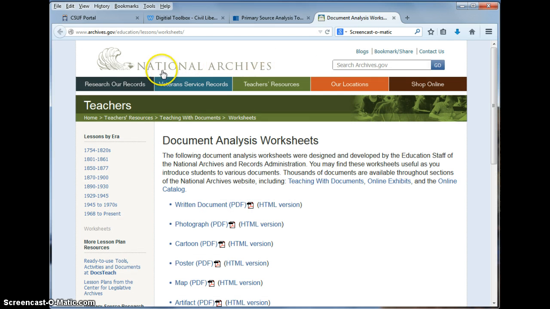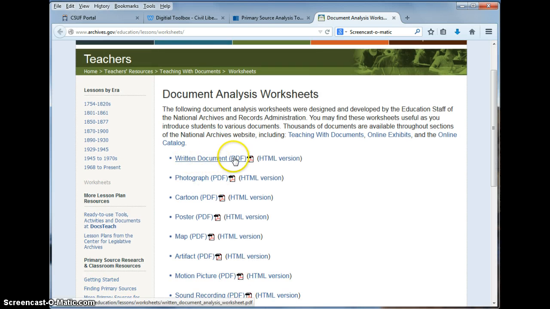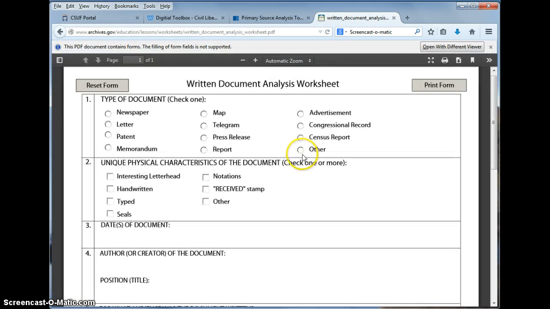So here we have one that's brought by the National Archives, and it's a document analysis worksheet. These are worksheets that again can provide support for students in understanding how to analyze primary sources. So let's look at one that's probably going to be the most common, which is a written document. Let's click on this link to this PDF.